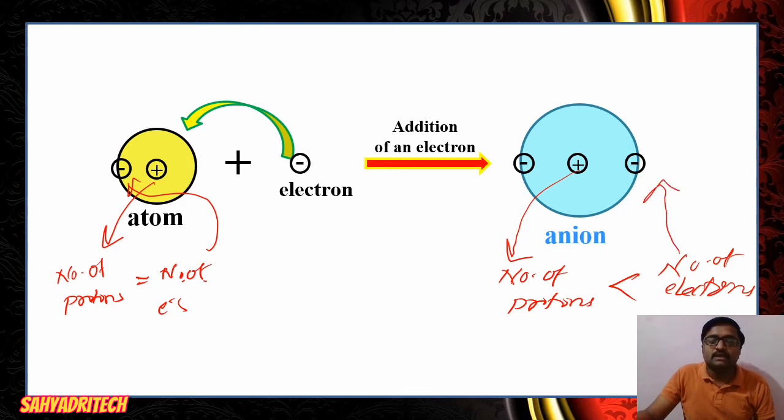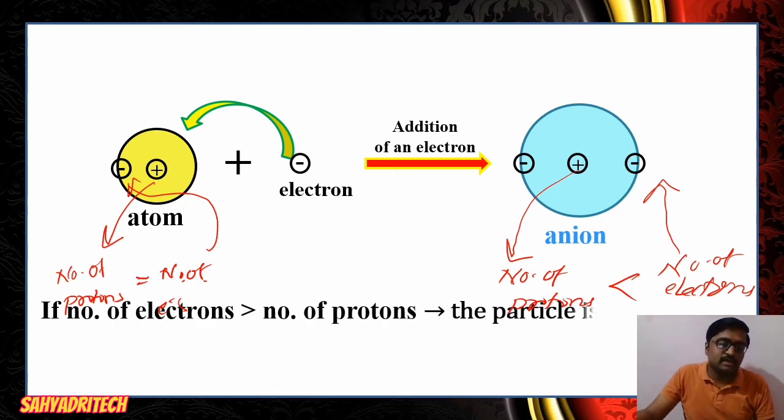ಹೌದಾ? If number of electrons are more, what about charge? They are going to carry negative charge. Okay, ಈಗ number of electrons are more. If the number of electrons are more than number of protons, then the particle is going to carry what charge? Negative charge. And they are called what? They are called anions. You got it?